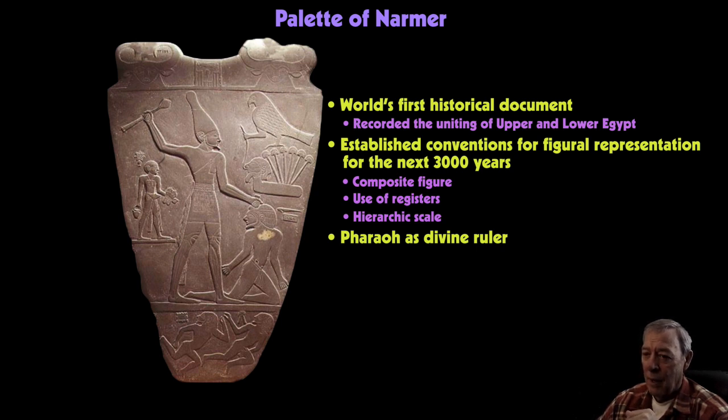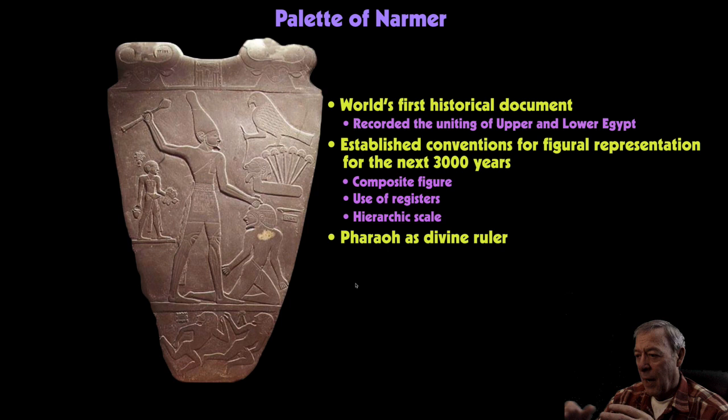But here is the pharaoh's assistant, maybe his vizier or his chamberlain or whatever, and look how small he is. And then some enemies down here that are of a small size as well. So hierarchic scale is established in this palette. And this convention is going to be used throughout the next 3,000 years.